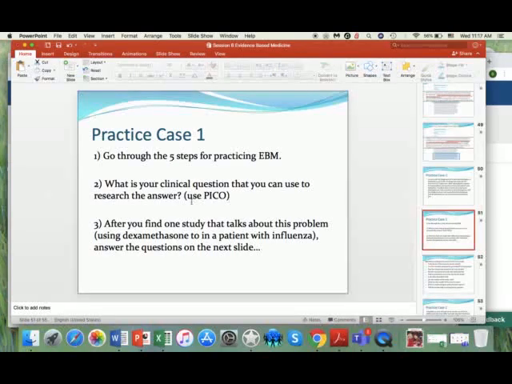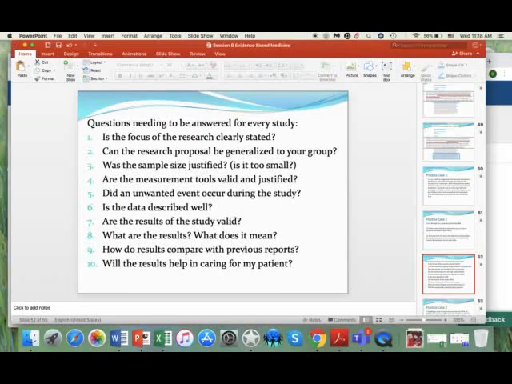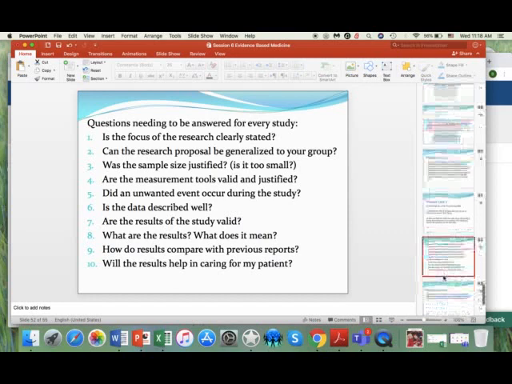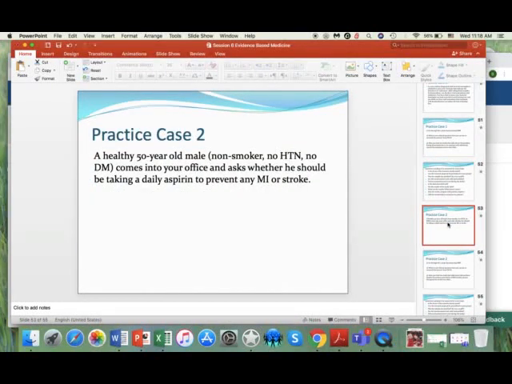What's your clinical question? Make sure you have the PICO format, where you're talking about what type of patient, the intervention, comparing it to something, and the outcome that you're wanting. And then after you find one study that talks about the problem, meaning after you find a study that talks about using dexamethasone in a patient with meningitis, answer these questions, and then do that again for this case here.